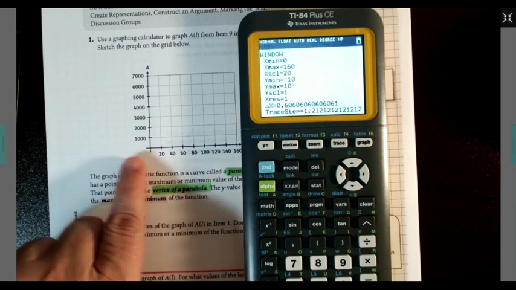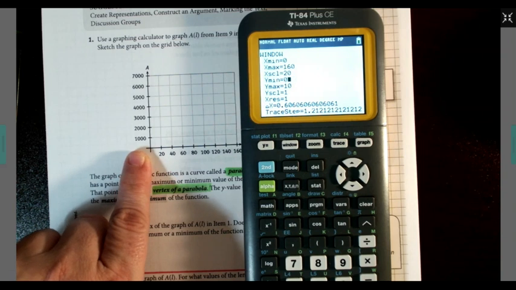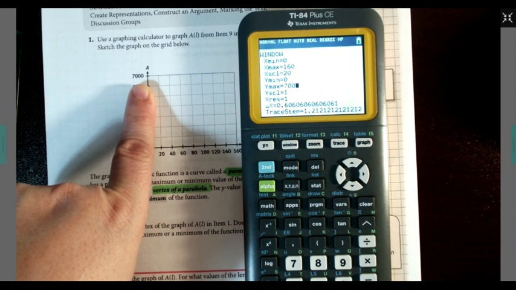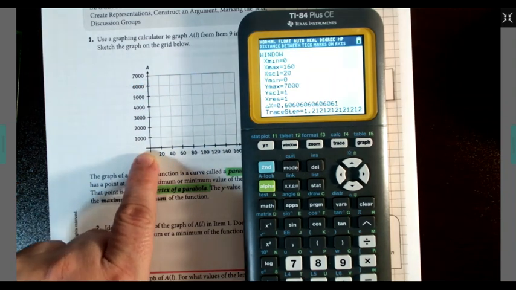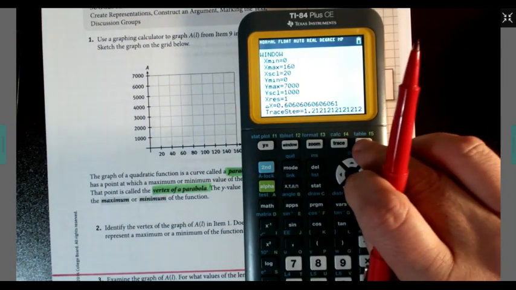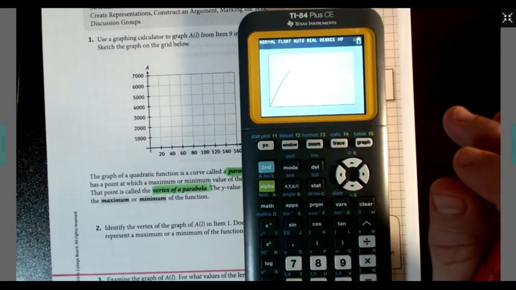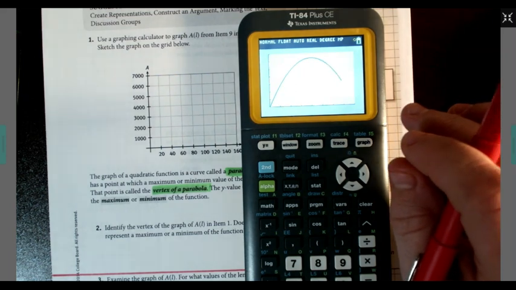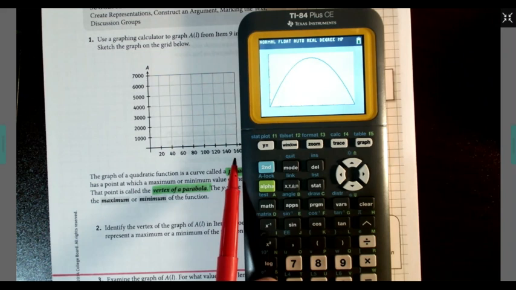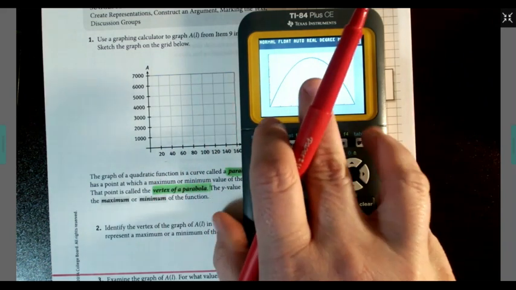Okay. My y-min is 0. My y-max is 7,000. And it looks like these are counting by 1,000. And that's the only thing we change. And then we press the key graph. Looks like we got some type of arc that definitely begins and ends at 0 and 160.